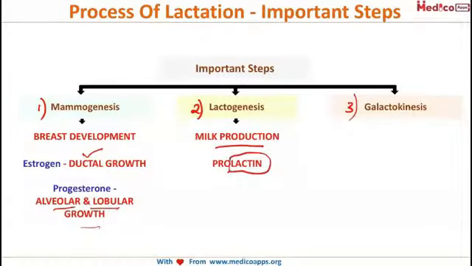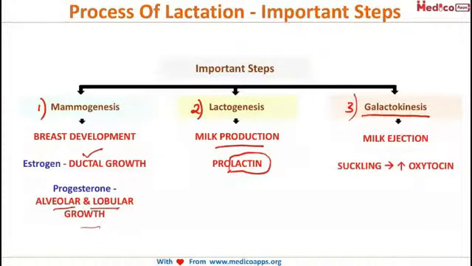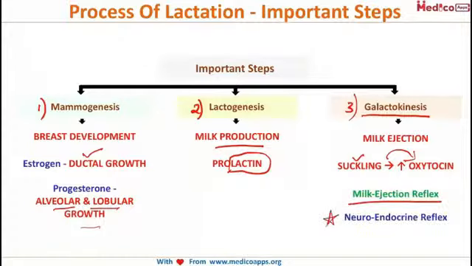Prolactin aids in lactation. So prolactin causes lactogenesis, and once the milk is produced, it has to be ejected out of the breast. That procedure we are calling galactokinesis, that is milk ejection that occurs by suckling, which results in increased oxytocin. This is termed as the milk ejection reflex, and it is a type of neuroendocrine reflex. So when the baby suckles, it causes an increase in oxytocin, which results in ejection of the milk. This is called the milk ejection reflex or the neuroendocrine reflex.